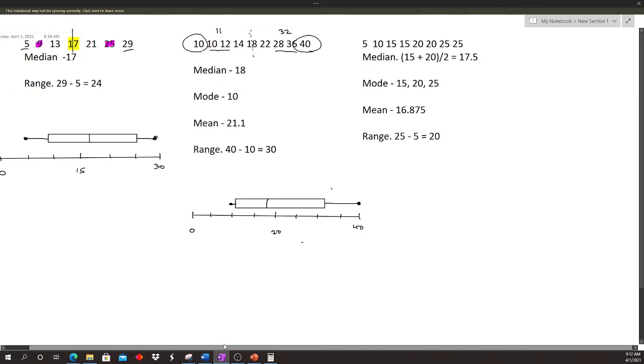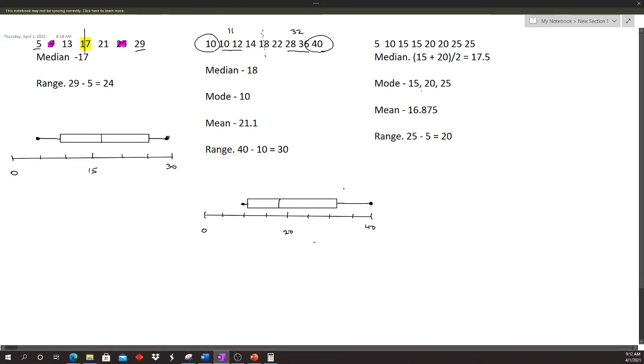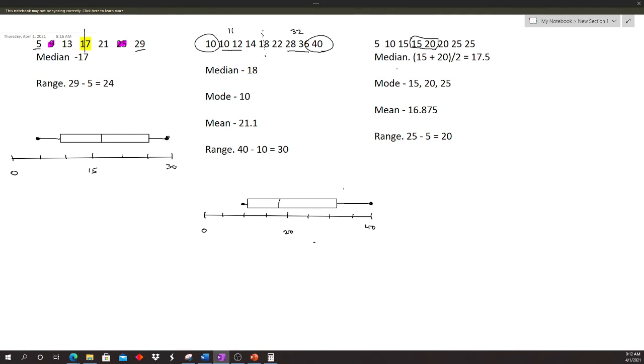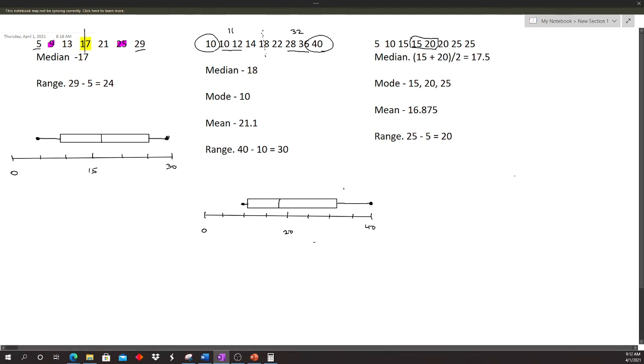All right, and let's do our last example. Okay, so again, for my median, I had 15 and 20, which were in the middle, which means to find the median, I had to add them and then divide by 2, which gave me 17.5. So then I need to find the upper and lower quartiles. So you have a minimum of 5. You have a maximum of 25. You have a median of 17.5.